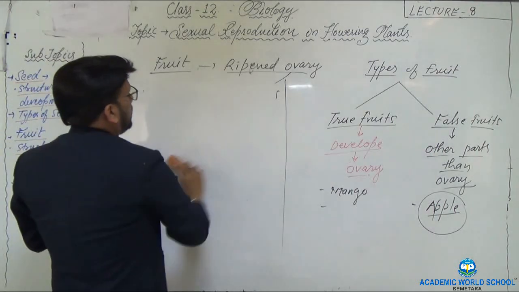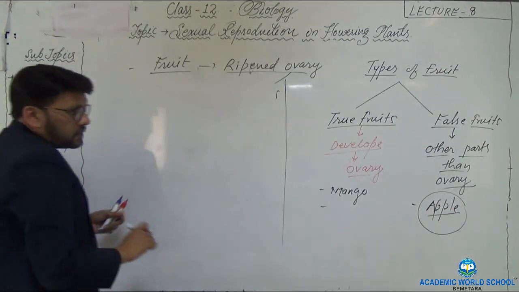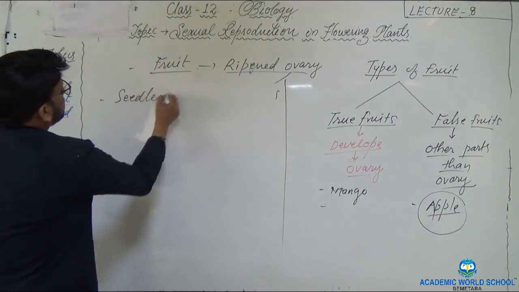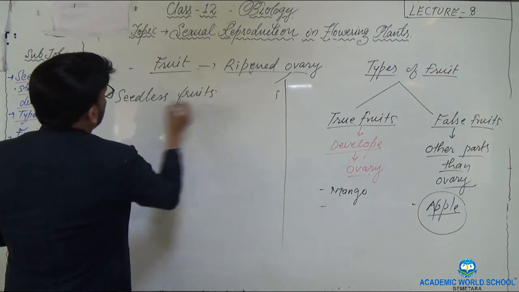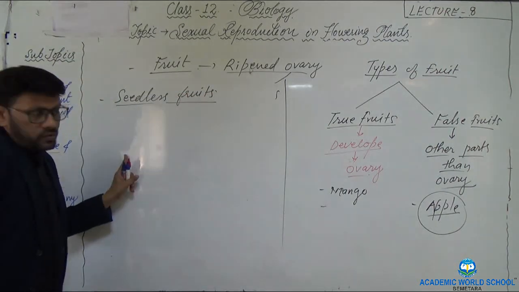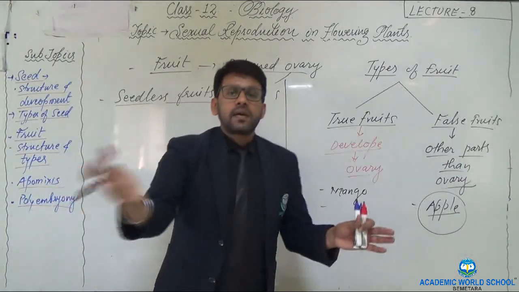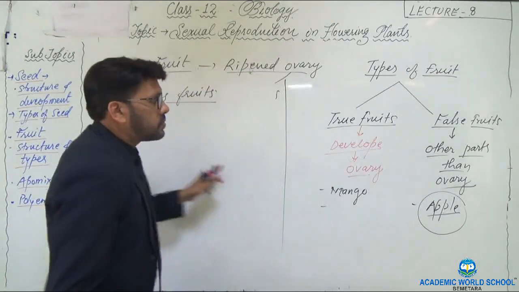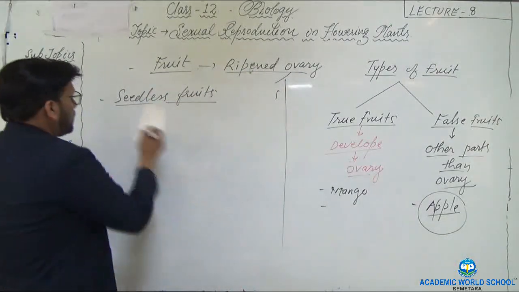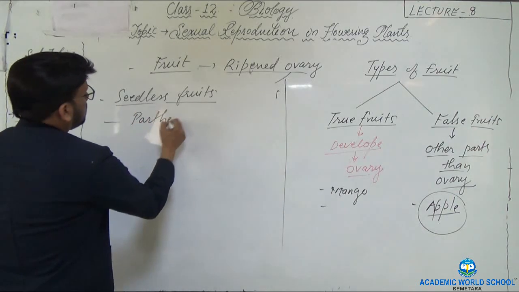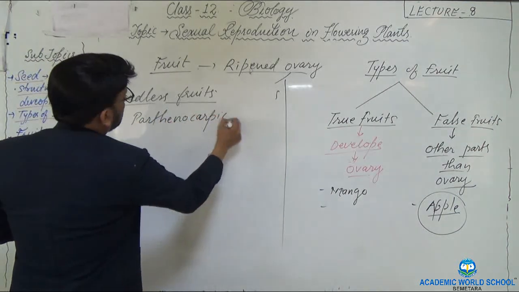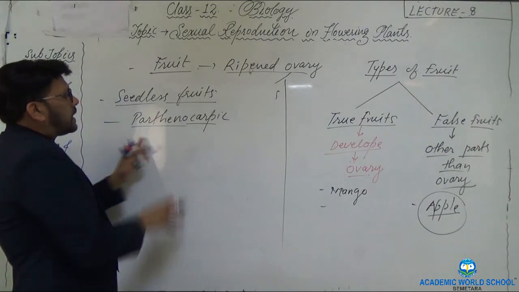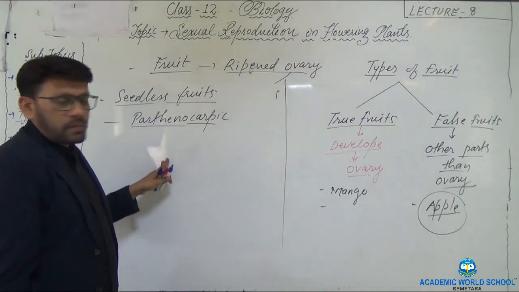Now, apart from that, nowadays seedless fruits are grown. When I say seedless fruits, it means these seeds are not formed. Such type of fruits which do not have seeds are called parthenocarpic fruits. Now here, what is happening? How are these parthenocarpic fruits formed?